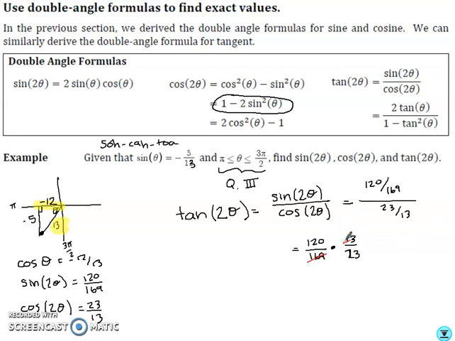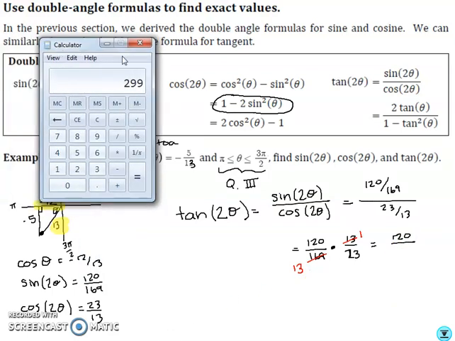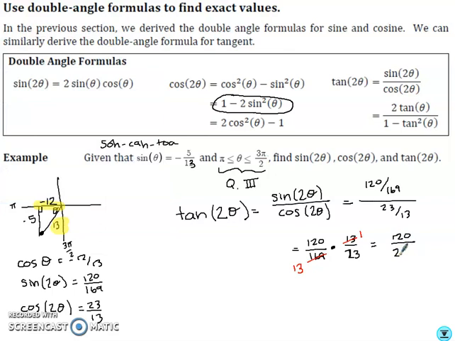I can reduce my 169 and my 13 to 13 and 1. And then from there, 23 is a prime number, 13 is a prime number, and 120 does not divide by either 13 or 23. So I multiply across. 120 times 1 is 120, and 13 times 23 is, according to my calculator, 299. So the tangent of 2 theta is 120 over 299.